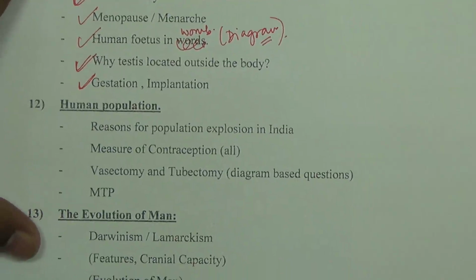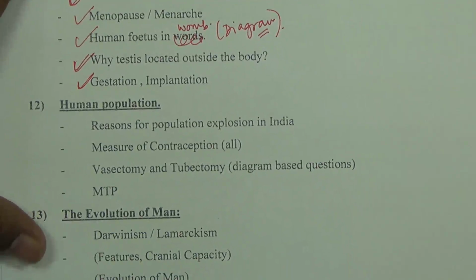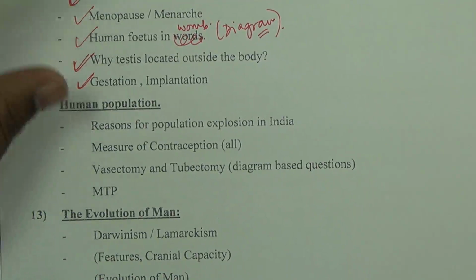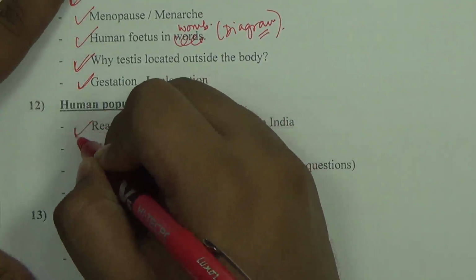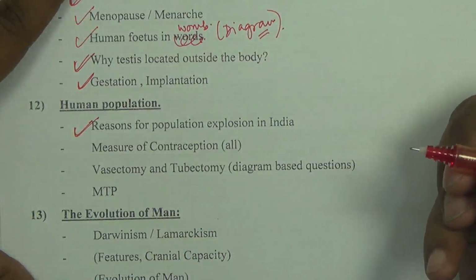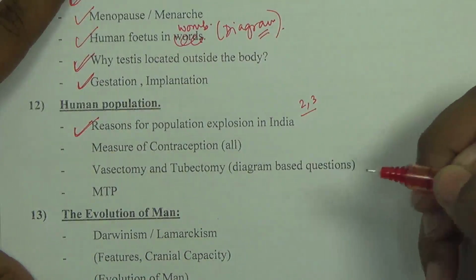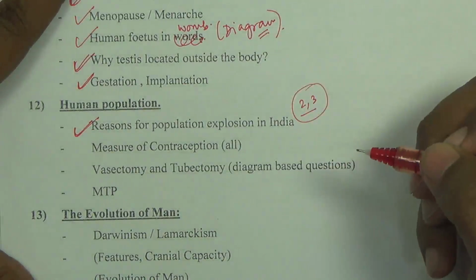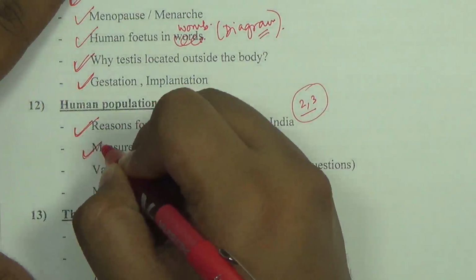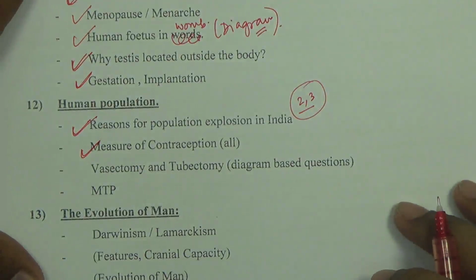Next is human population. Human population is again a 2-3 page chapter in which only 2-3 questions come. Like, again, a very favorite question is the reason for the population explosion in India. You just need to memorize 2 to 3 points. That will be more than enough. Measures of contraception, all measures of contraception you have to learn.